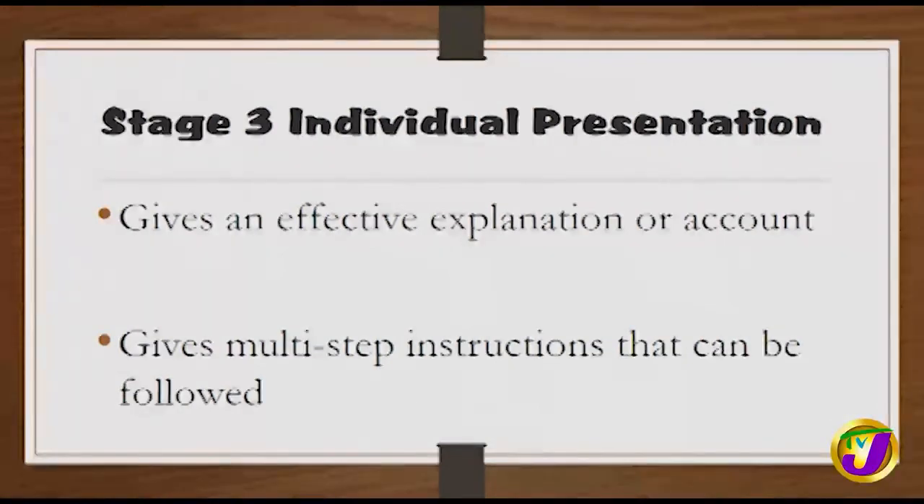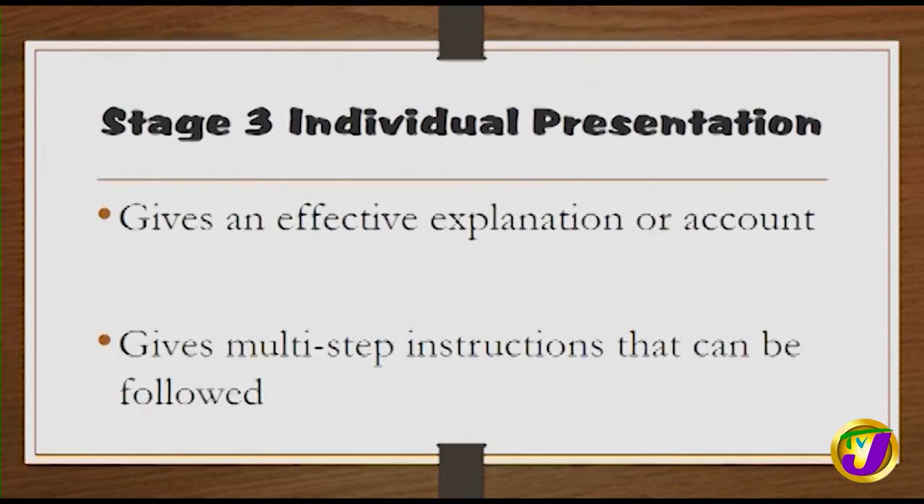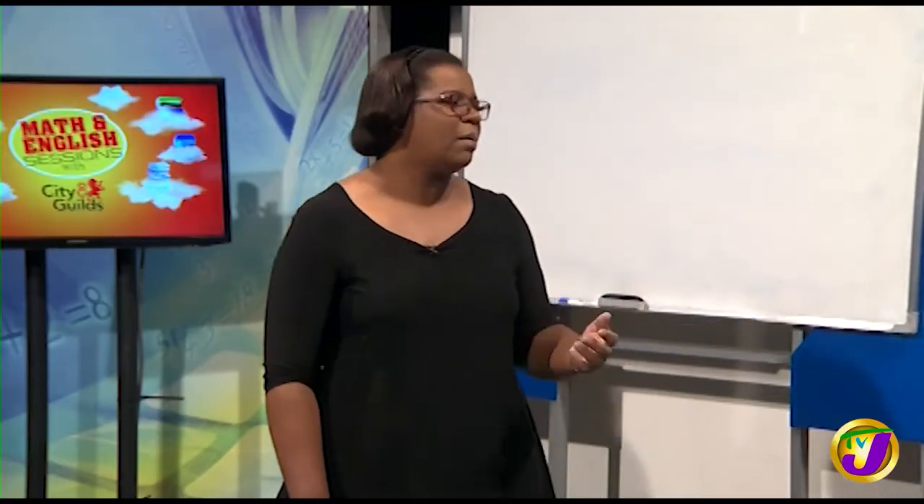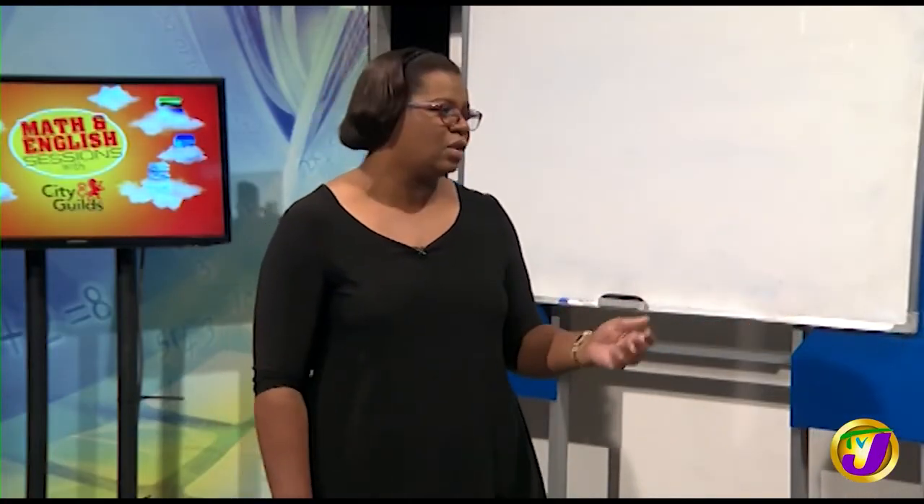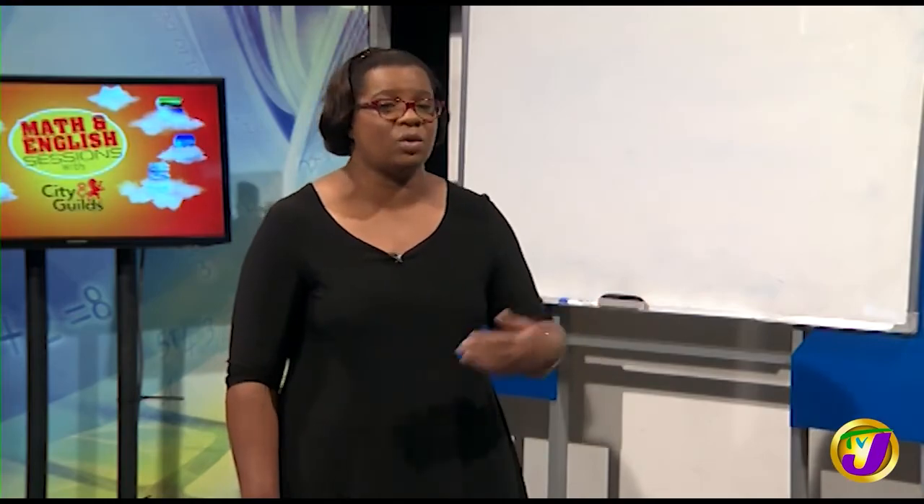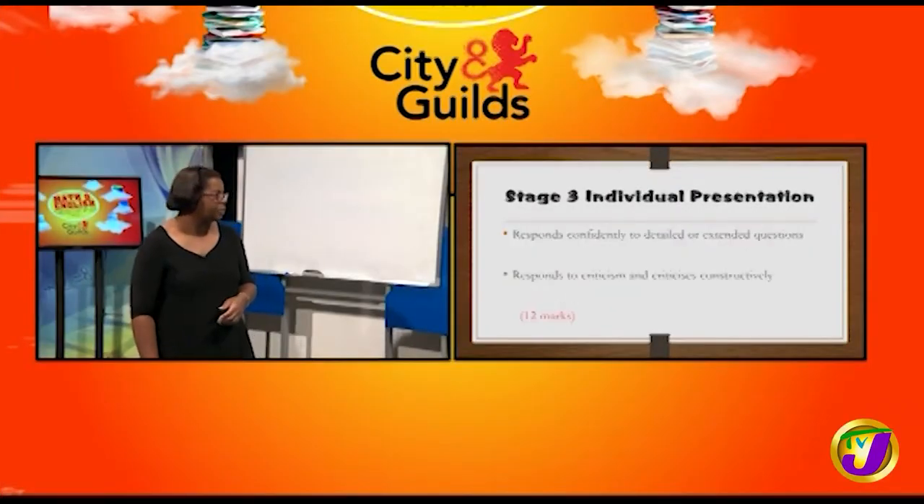So when you think about multi-step instruction, you can think about how you'd give somebody directions to your house or how you'd give somebody a recipe. You want them to follow a particular order. You want them to do many things. So what do I do now and what do I do afterwards? If you're able to give multi-step instruction, then you can earn 2 marks. All right, so pay attention to that and come prepared to do that so you can earn your 2 marks.